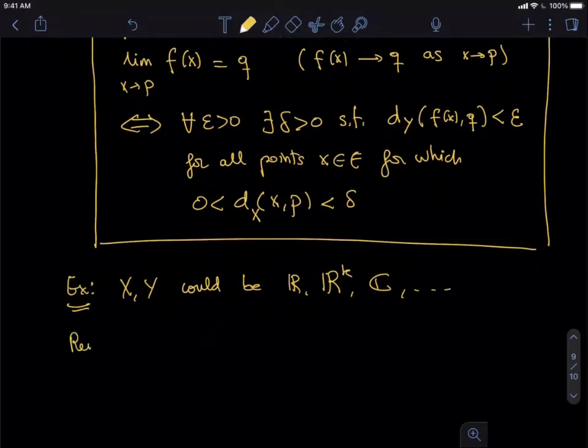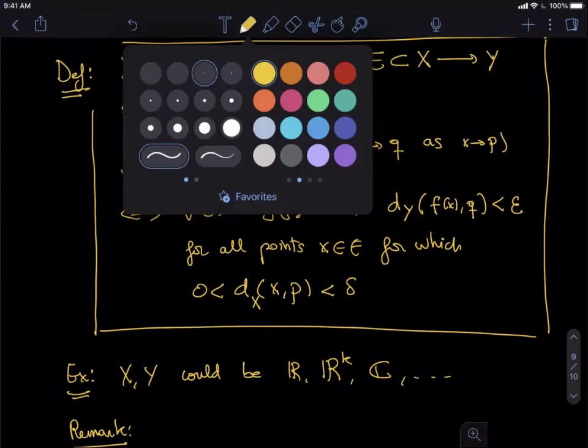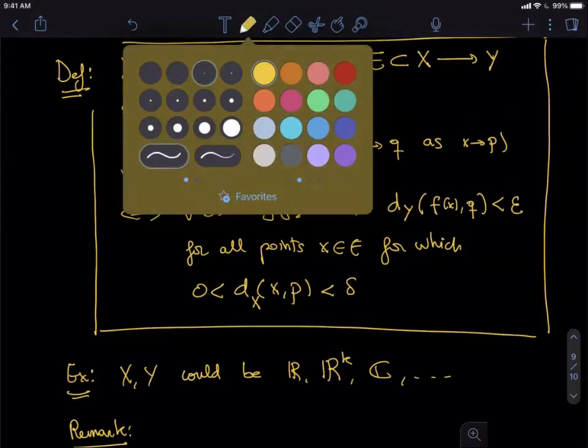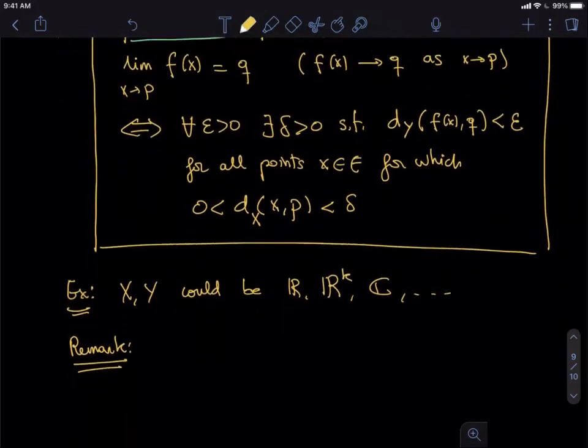Now, one small remark. Notice here that I mentioned that p is a limit point of E. It doesn't necessarily have to be a point of E. It could, but maybe yes, maybe no. So here what I wanted to say is that p is a point in X, but not necessarily a point in E. It could be in the closure. That will be remark 1.